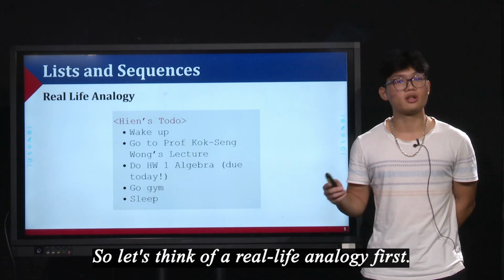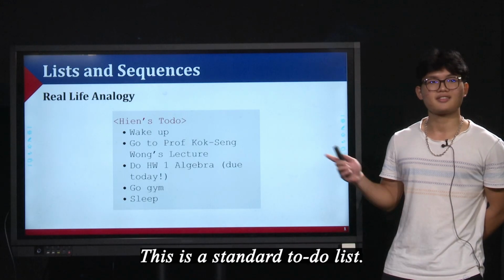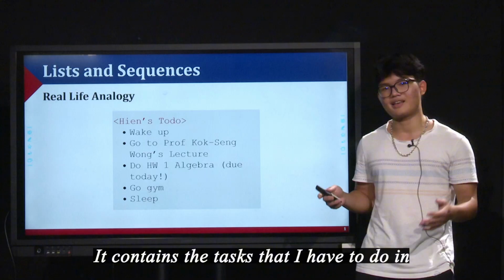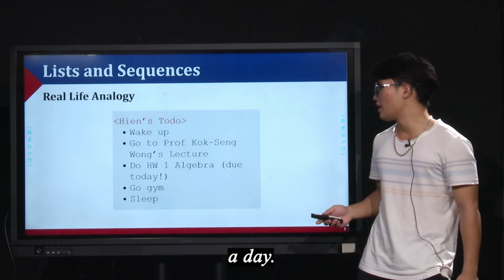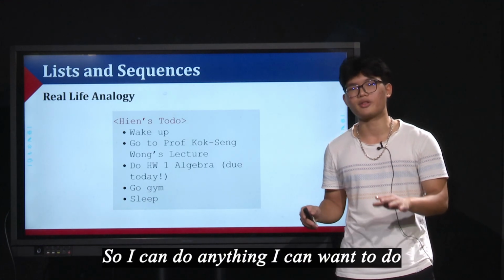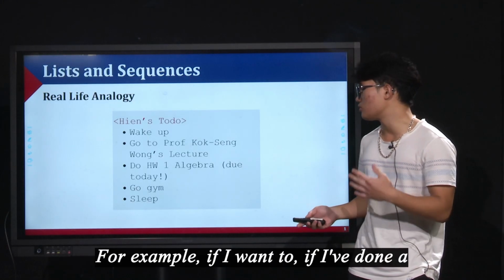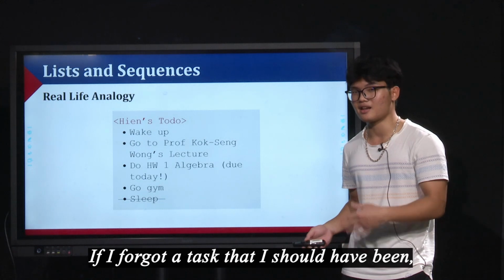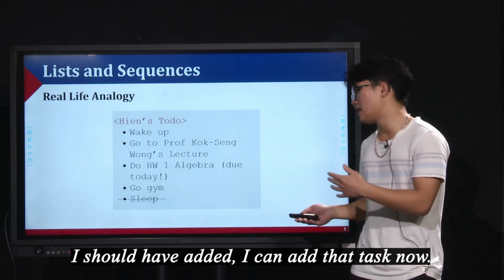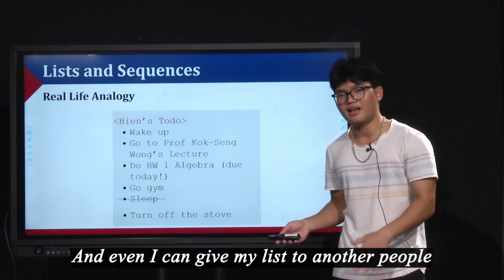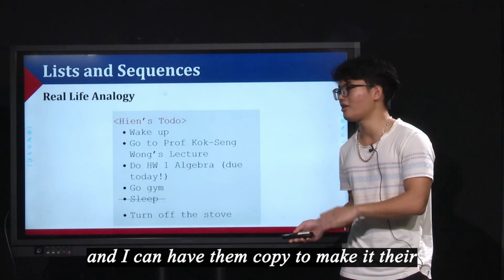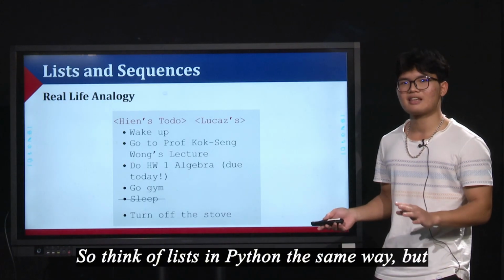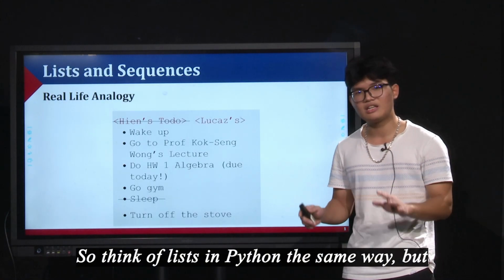So let's think of a real-life analogy first. This is a standard to-do list. It's my to-do list, actually. It contains the tasks that I have to do in a day. So I can do anything I want to do with this list. For example, if I've done a task, I can cross it out, which is only sleeping. If I forgot a task that I should have added, I can add that task now. And I can even give my list to another person, and have them copy it to make it their own. So think of lists in Python the same way, but with some key differences.